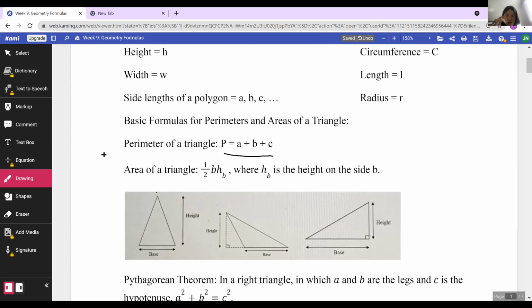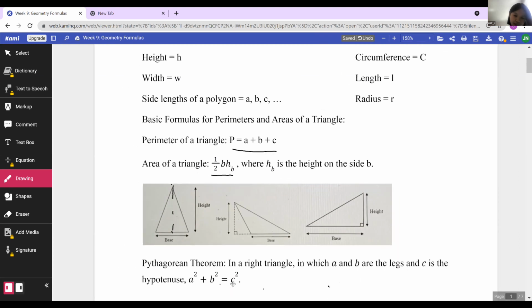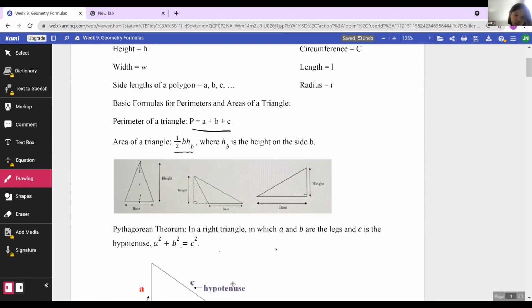And the area of a triangle is 1/2 times B times H, where it's based on its respective height, and it doesn't matter which side length you use of the triangle as long as you use the corresponding height. Also, it doesn't matter if it's an acute, obtuse, or right triangle as shown.